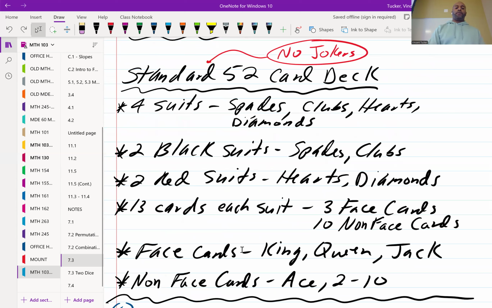For each suit, there are 13 cards. 13 times 4 gives you 52. So each suit has 13 cards. Three of them are face cards, and 10 are non-face cards. The face cards are your king, queen, and jack. The non-face cards are ace and the numbers 2 through 10.